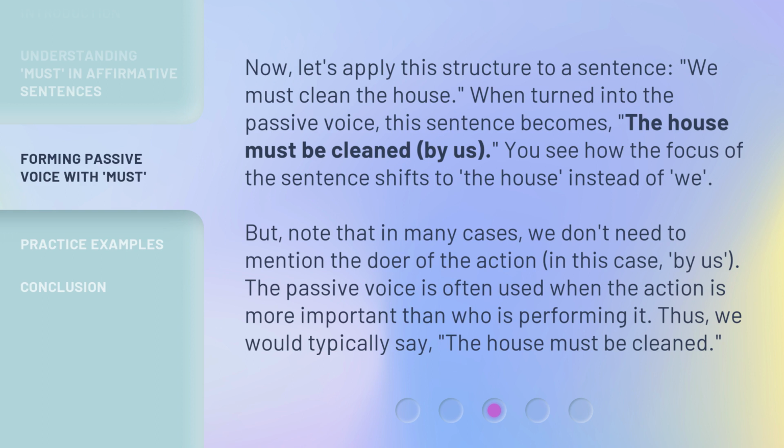But note that in many cases, we don't need to mention the doer of the action, in this case, by us. The passive voice is often used when the action is more important than who is performing it. Thus, we would typically say, the house must be cleaned.